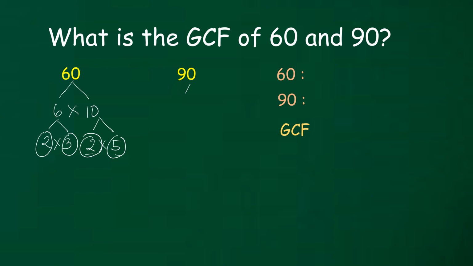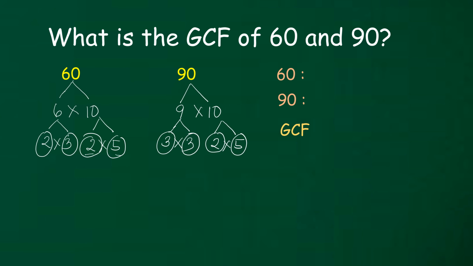So let's go to 90. That is 9 times 10. 9 is not prime, so we can factor it. If we factor it by 3 times 3, that is 9. So this 3 is prime, and this one is prime. Now let's go to 10. We can factor 10 as 2 times 5. So all the numbers now are prime.